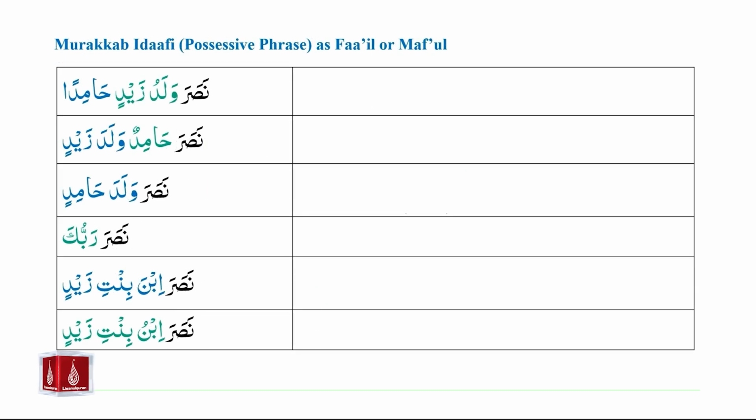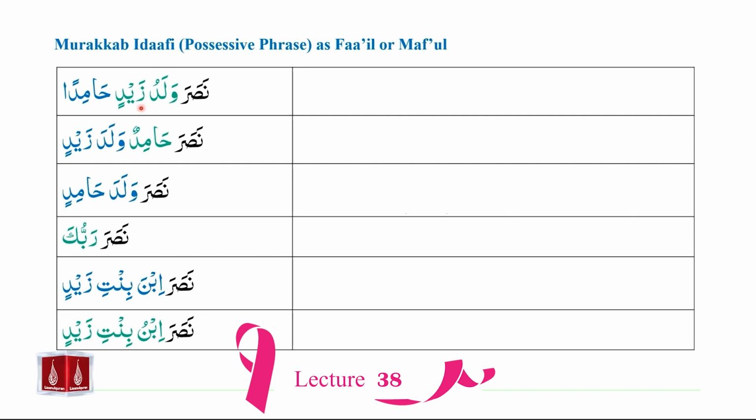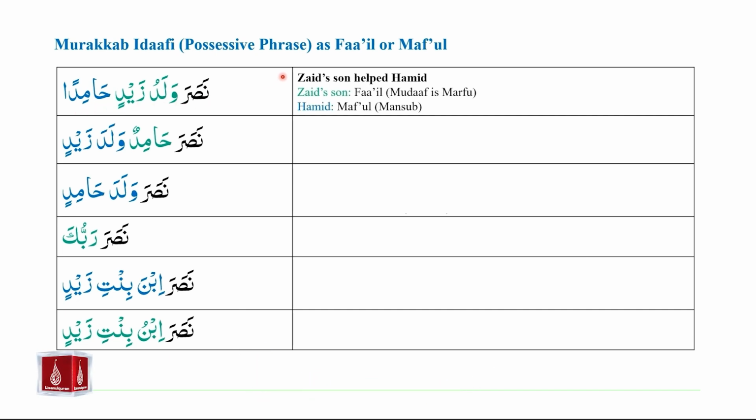Now we will do some practice of murakkab izafi or possessive phrase as fa'il or maf'ul. Nasara waladu zaidin hamidan. In this example, nasara is fi'il, waladu zaidin, Zaid's son, is the possessive phrase or murakkab izafi. And we can tell that waladu zaidin is marfu because the mudaf is marfu. Therefore, waladu zaidin qualifies to be the fa'il. Hamidan is maf'ul and it is maf'ul because hamidan is mansub. So, we have the conclusion, Zaid's son helped Hamid.